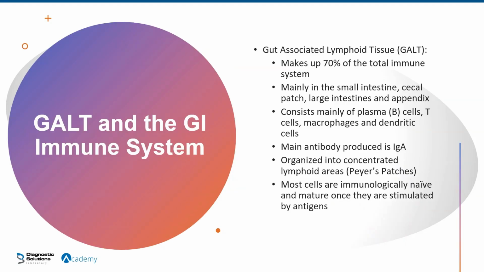The GALT tissue is critically important for the human immune system. It makes up 70% of the immune system, and it mainly is in the small intestine, the cecal patch, large intestine, and the appendix. It has mainly plasma B cells, T cells, macrophages, and dendritic cells. The main antibody that it's producing is IgA. If you look at the GI tract, you'll find this lymphoid tissue organized in Peyer's patches, and most of the cells are immunologically naive, and then they mature once they're stimulated by an antigen.